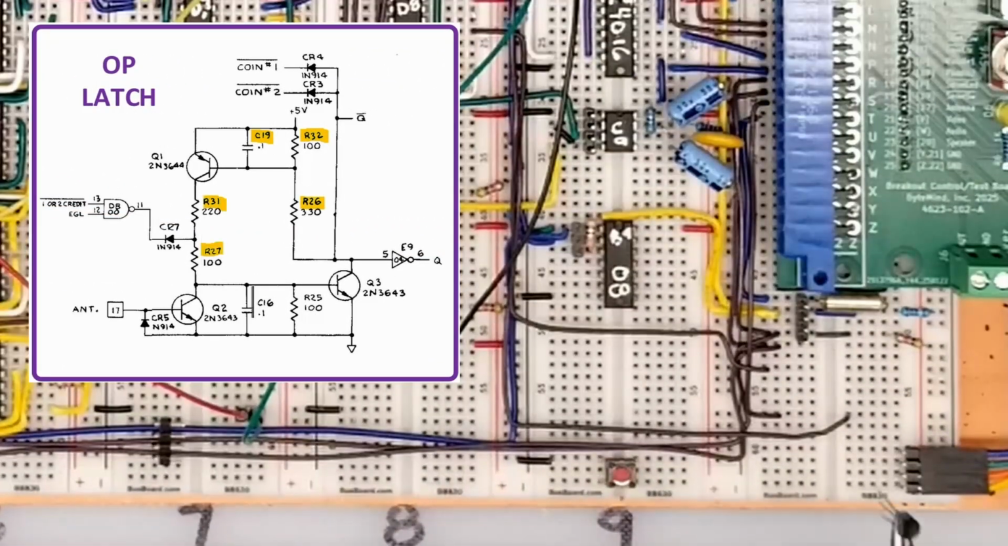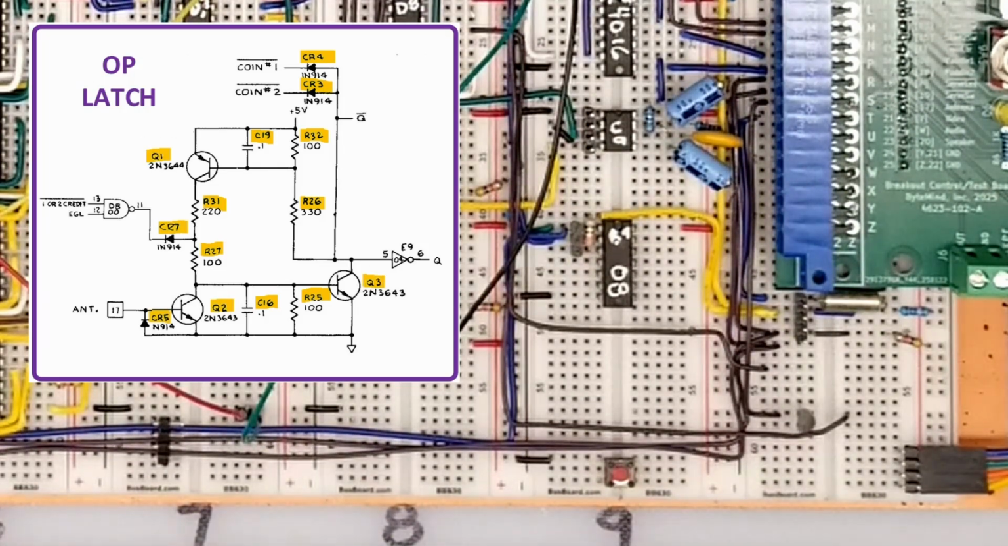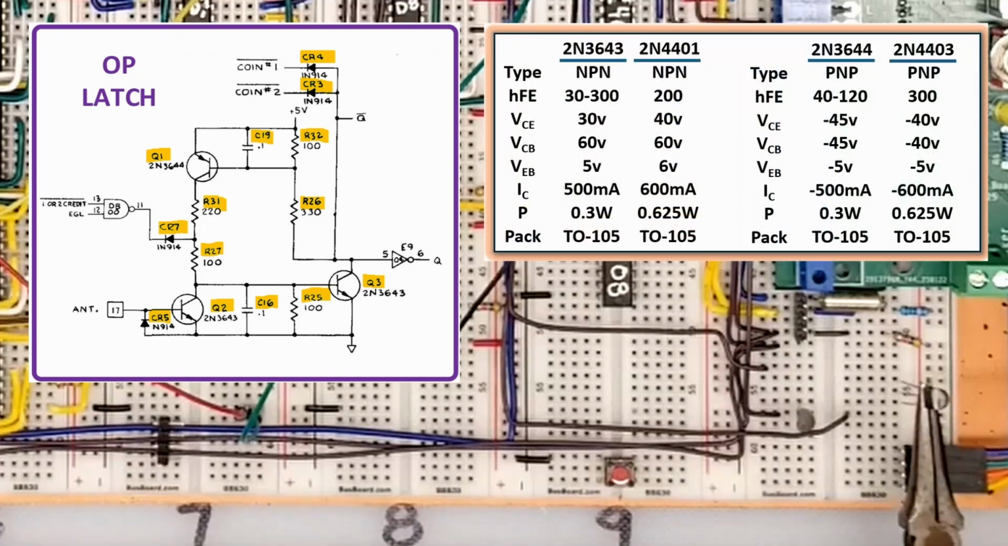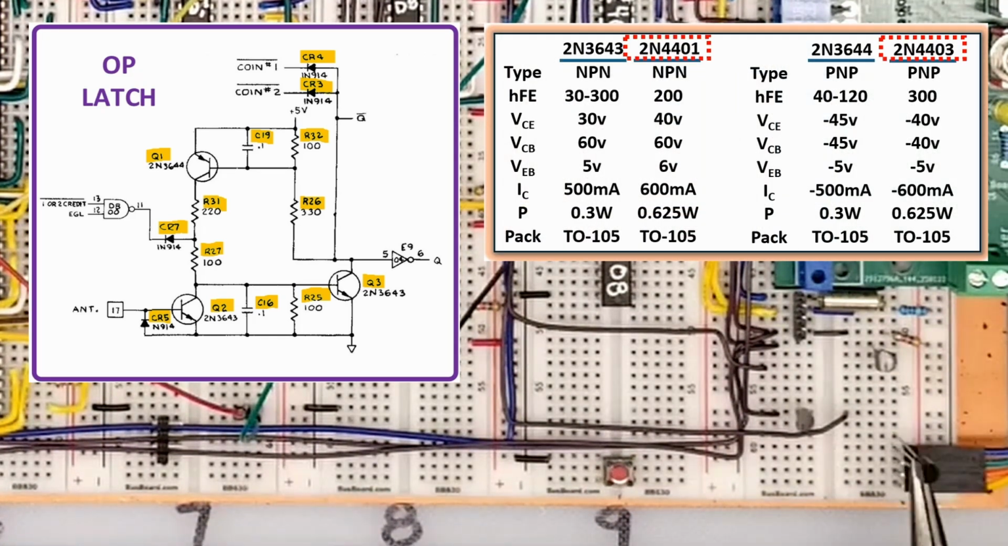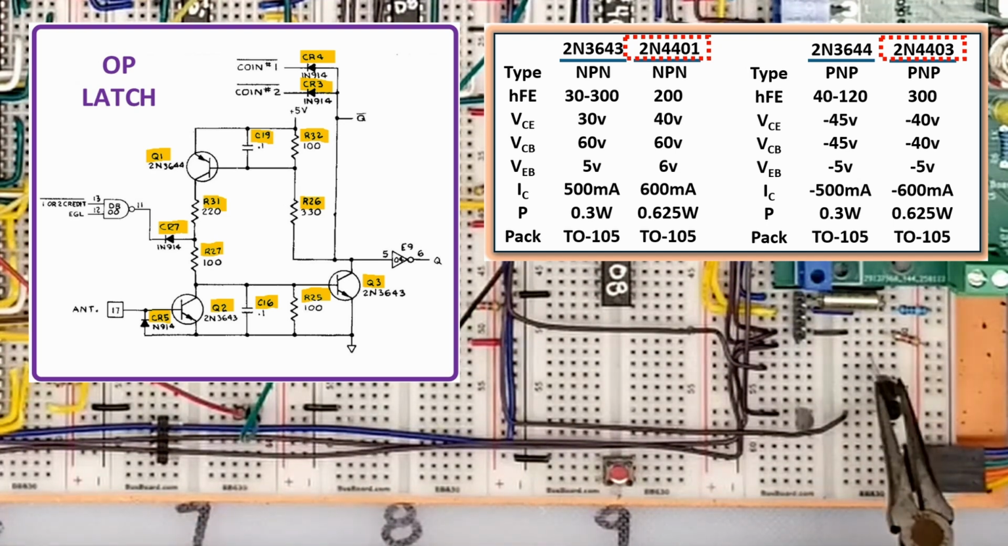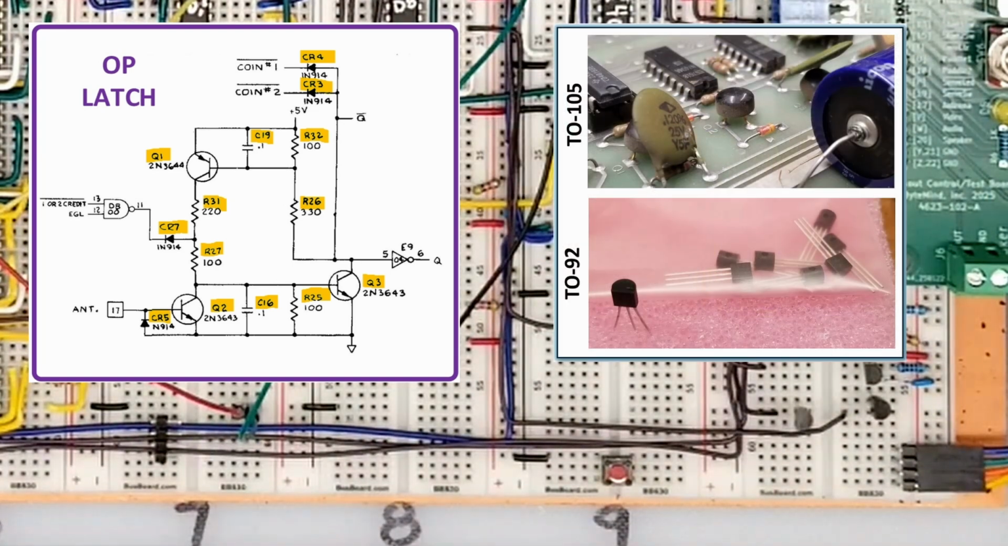We'll need a bunch of passives, these 4 switching diodes, and these 3 transistors which are no longer manufactured. Robust replacements are the 2N4401 and 2N4403, which have pretty much the same specs. They can handle a pinch more current, but power is really not a factor here. The latch consumes virtually no current when off and about 25 mils when on. The replacement transistors also come in nice standard TO92 packages, while the originals are in this strange TO105 package.